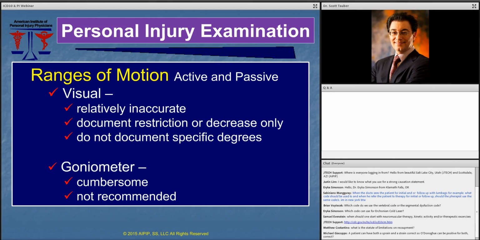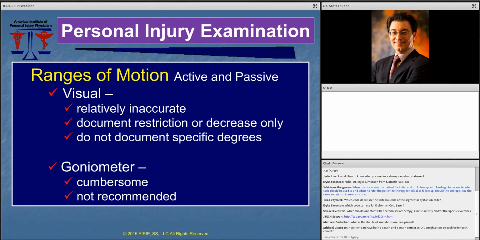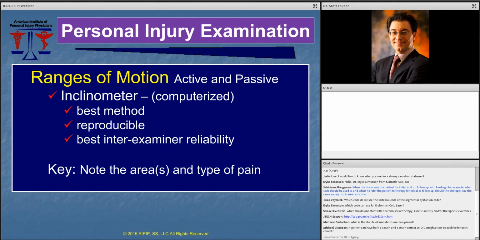Range of motion inclinometry, and especially computerized inclinometry, is the best. It's reproducible, has the best inter-examiner reliability, and note there under it says, note the area of pain and type of pain, because this can support your sprain versus strain. Different types of pain indicate different tissues that are involved. If someone has a sharp stabbing pain, then that may be indicative of a joint or ligamentous injury, therefore a sprain. If it's a pulling, dull, achy, or stiff pain, it may be indicative more of a strain.